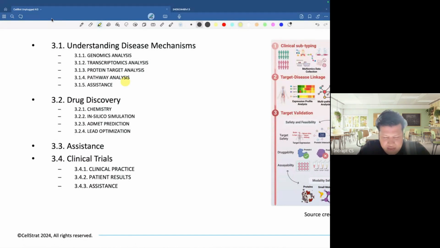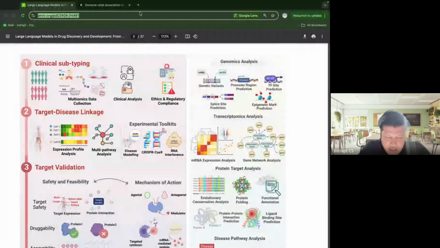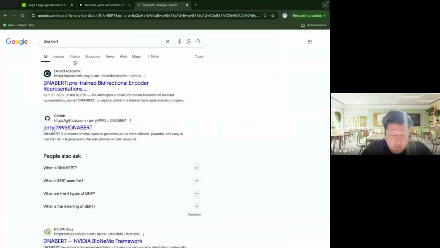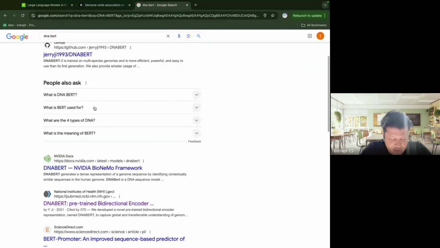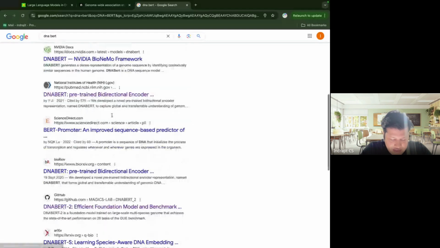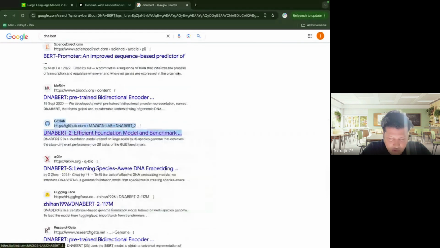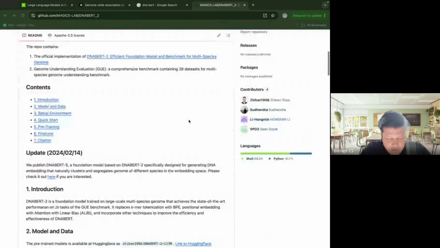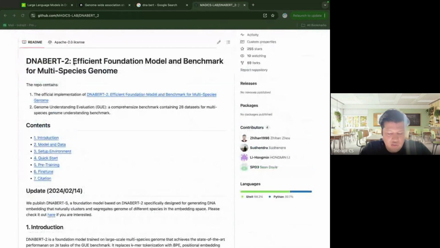If you look at DNA-BERT, it is a BERT-specific model with pre-trained bidirectional encoder representation. But DNA-BERT got updated recently, and that has DNA-BERT 2, which I wanted to discuss quickly for maybe 2 minutes. I can't spend a lot of time because each of these is a very huge area. So DNA-BERT 2 is an efficient foundational model on a benchmark of multi-species genomes, and it has two improvements.